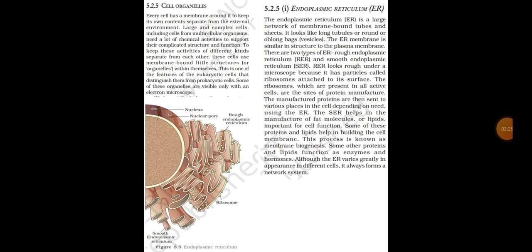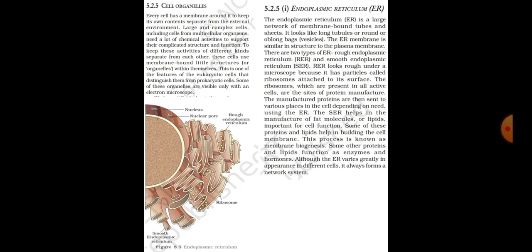Every cell has a membrane around it to keep its own contents separate from the external environment. Large and complex cells, including cells from multicellular organisms, need a lot of chemical activities to support their complicated structure and function. To keep these activities of different kinds separate from each other, these cells use membrane bound little structures within themselves. This is one of the features of the eukaryotic cells that distinguish them from prokaryotic cells. Some of these organelles are visible only with the help of an electron microscope.